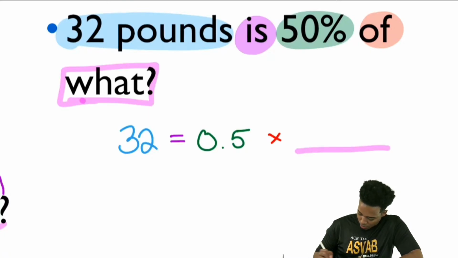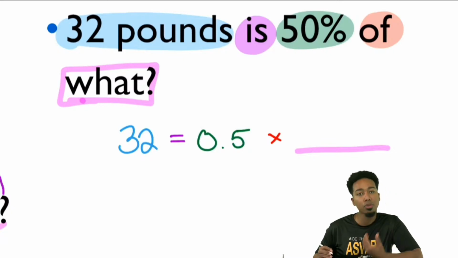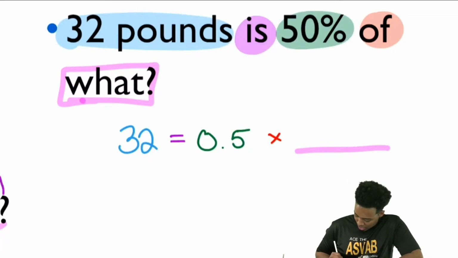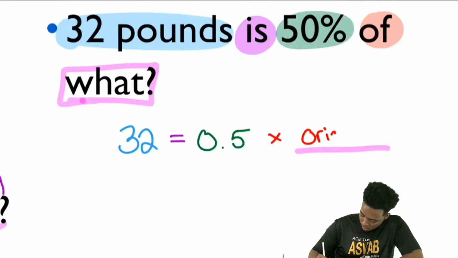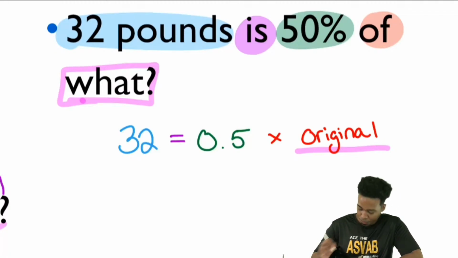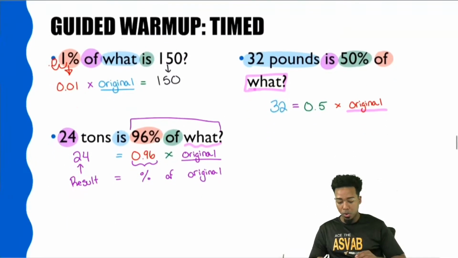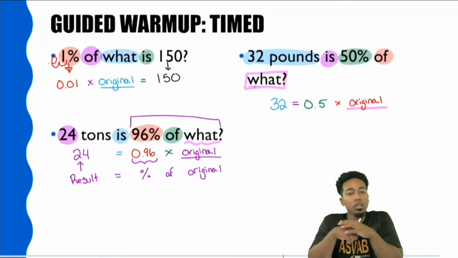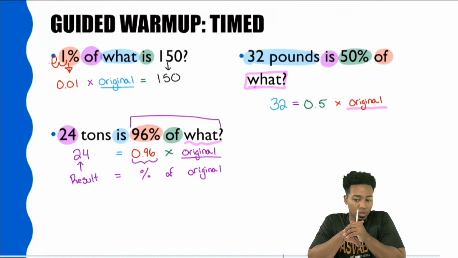Okay, great. And then that'll be right there, blank. But we know that the percent of the original, 50% of the original, is what's going to give us the results. So I really hope that we notice here in all three of these situations, we're looking for the original. Does that make sense, everybody?